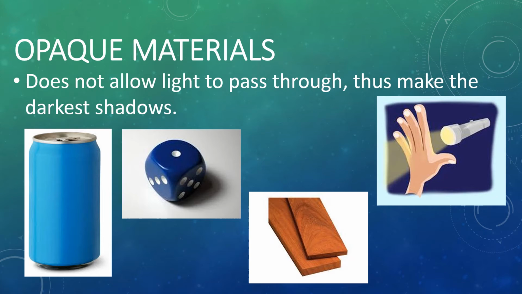Opaque materials. These materials do not allow light to pass through, thus making the darkest shadows. Examples are metals, dyes, wood, and our body.